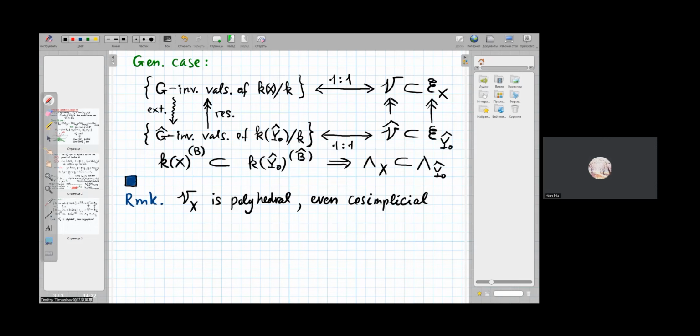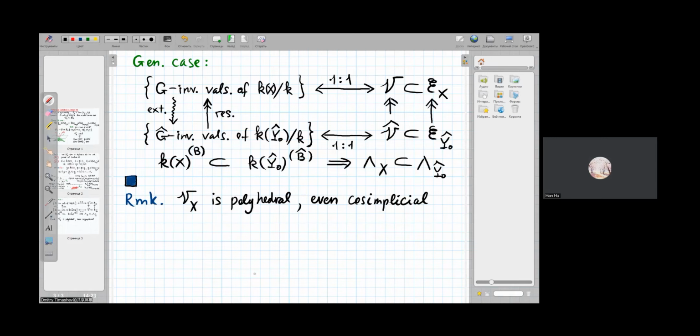So what is the difference between polyhedral and cosimplicial? Polyhedral means the cone is defined by finitely many linear inequalities. And cosimplicial means that these linear inequalities are linearly independent. They are given by linearly independent linear functions. Okay?